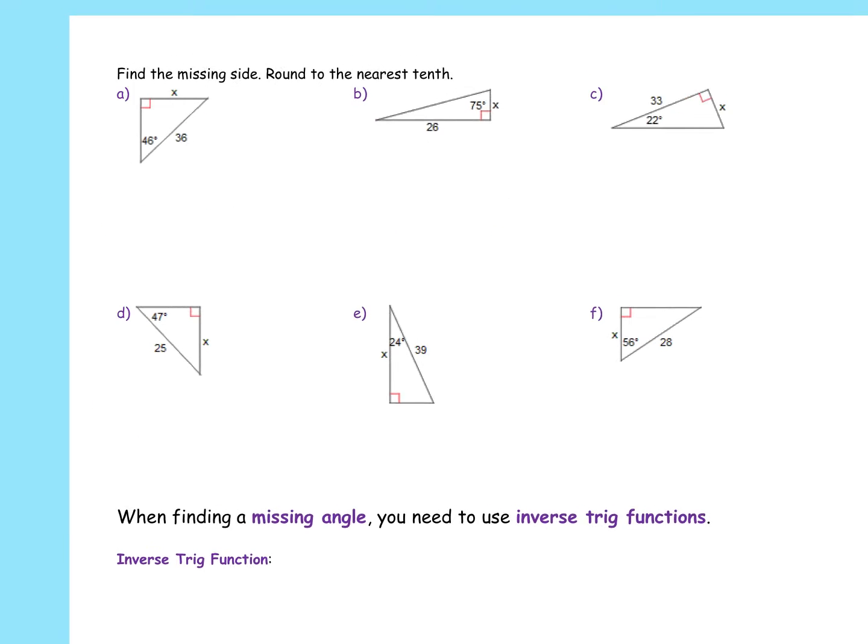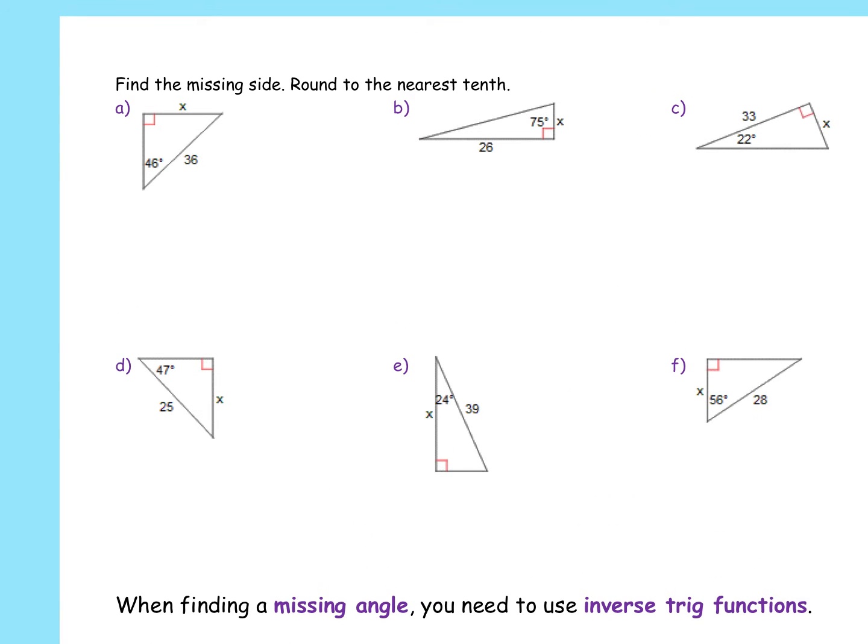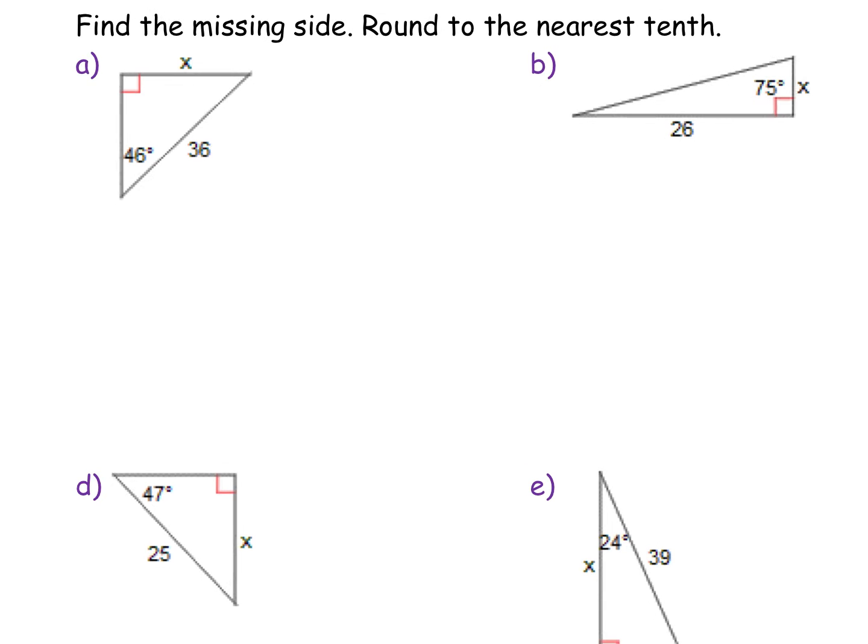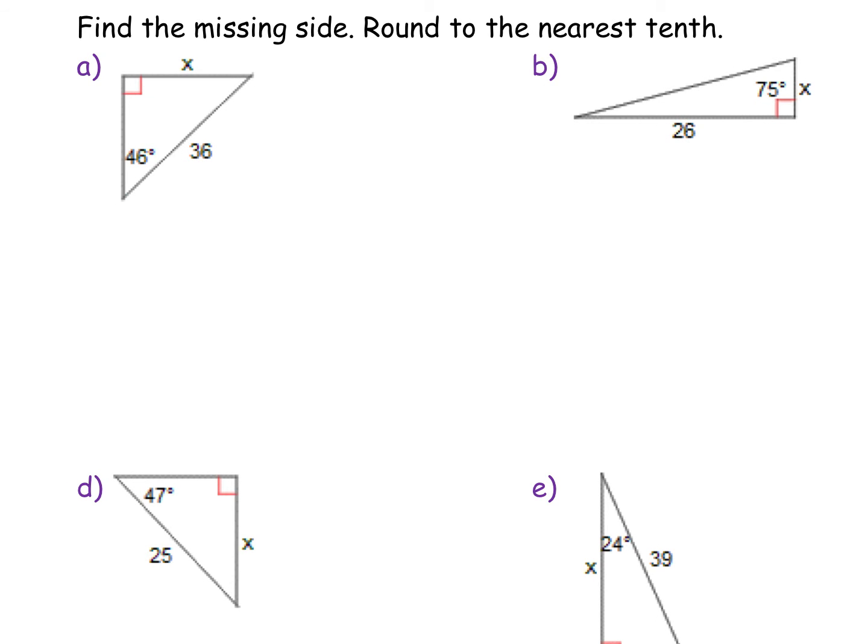So there are 6 problems for you to do just like that. Number 1 here, it looks like we've got sine of 46 is going to equal x over 36. So x is going to equal 36 sine of 46, which is approximately equal to 25.9.